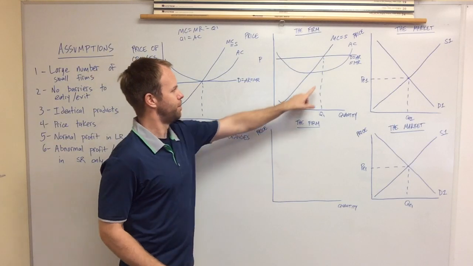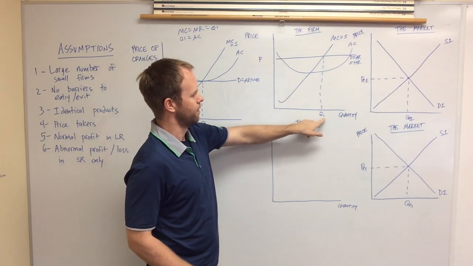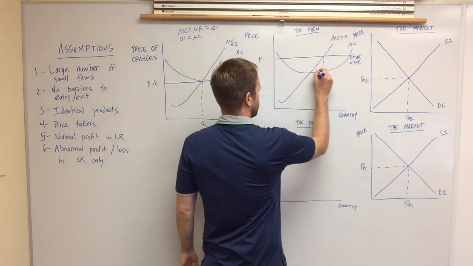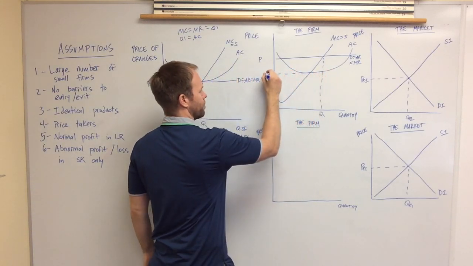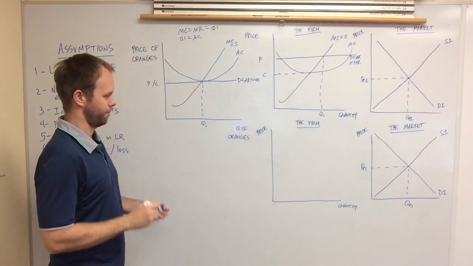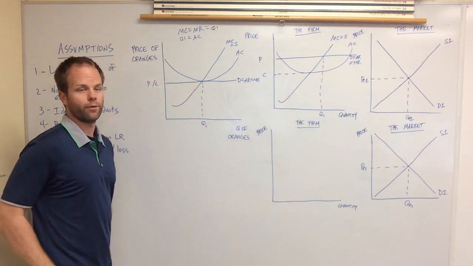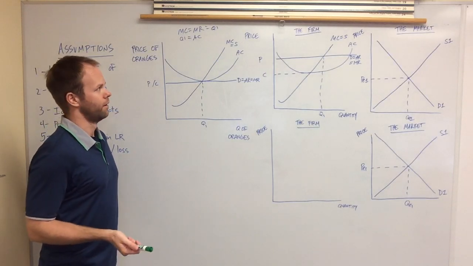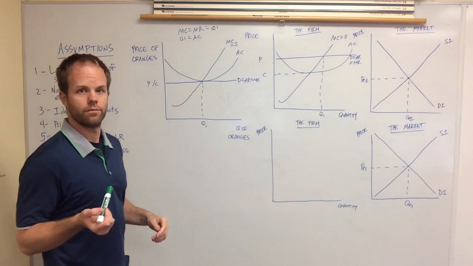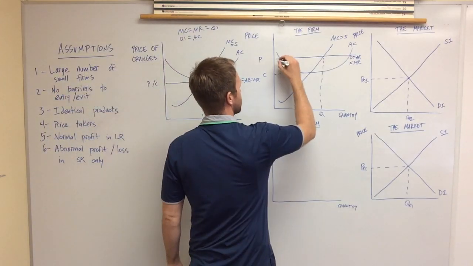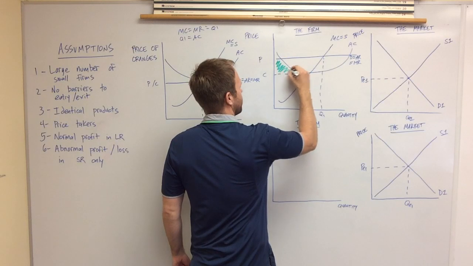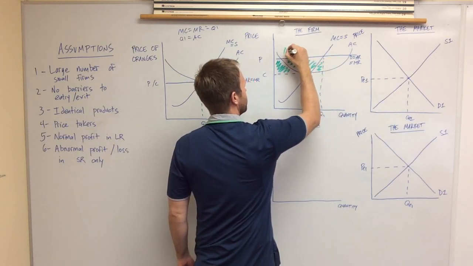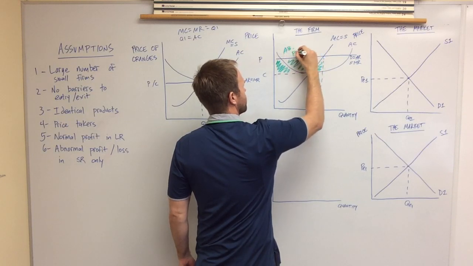And then this point here, where the quantity point hits the average cost curve, we're going to connect that over to the price axis. That is our cost. Now you might notice for every unit of output, the price is higher than the cost to produce that thing. So all of this is a temporary situation. All of this is abnormal profit.